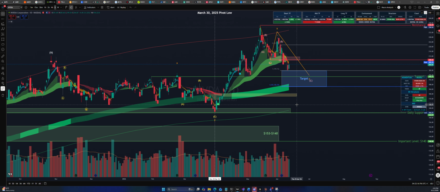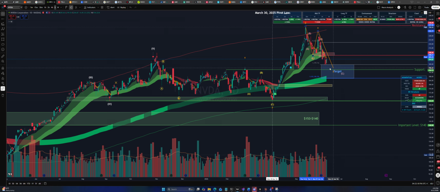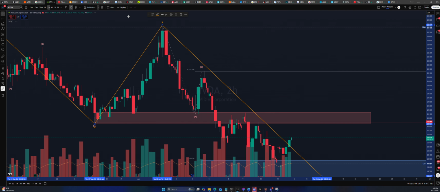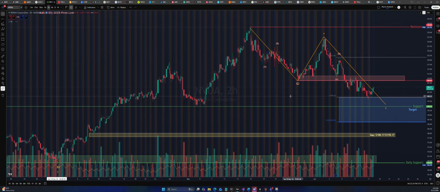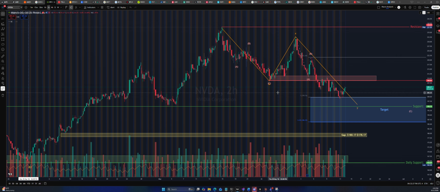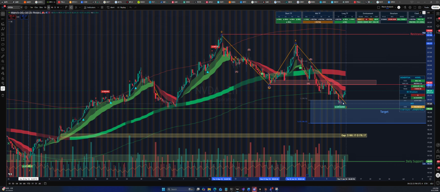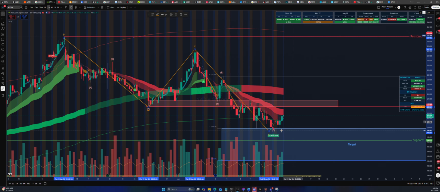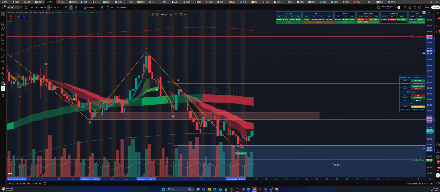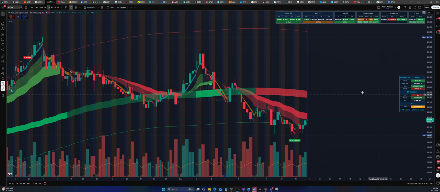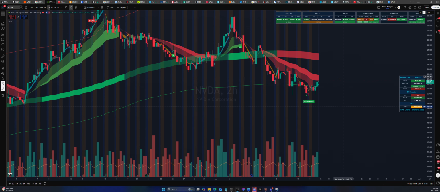So I kind of like NVIDIA. NVIDIA has pretty much completed this move here. And the volume is starting to pick up. So you had an ABC, WXY. So NVIDIA has completed its move. And the indicator on the 2 hours is calling sort of the bottom here. Whenever you see this printed on the chart, that means expect to see a move up.